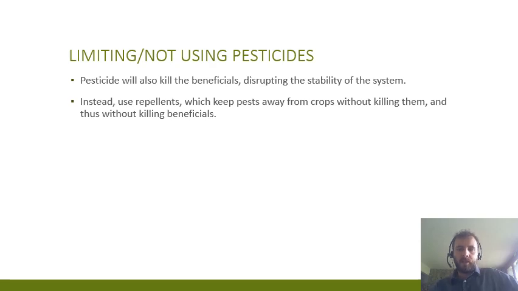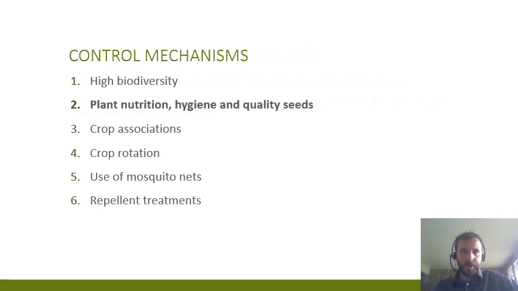And as I said, not using pesticide is important. Otherwise you will kill the beneficial insects. So not using generalistic pesticides that kill everything, especially because otherwise you will just kill the beneficial and disrupt your system. So that was for the biodiversity.